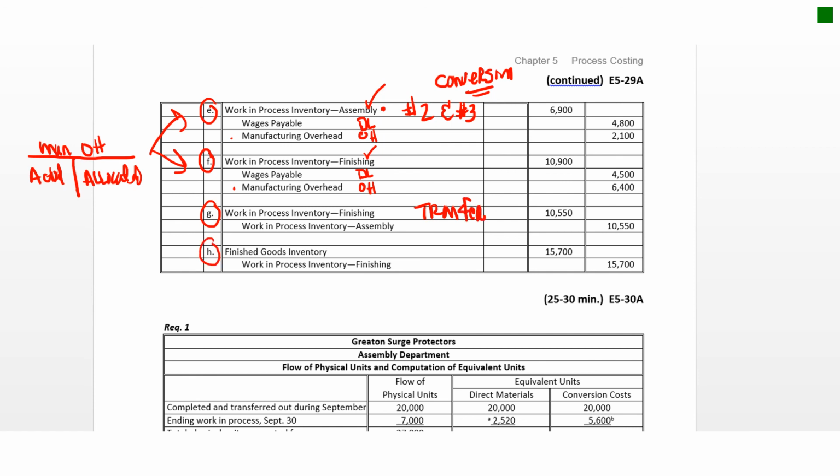And then finally on letter H, you're basically finishing it. So you go from WIP to finished goods. That's like if I show you the T account visual on it, it's like saying we completed it. Now we're shipping it over to finished goods. And then eventually once they sell it, it'll go to cost of goods sold, just like you would have done in job costing.